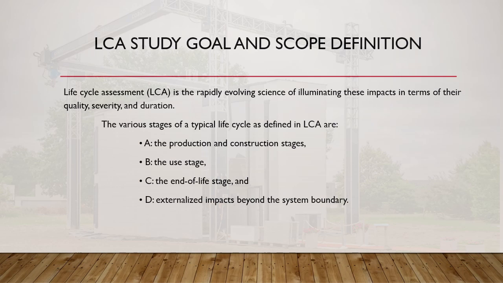A building generates environment impact through its life cycle. The various stages of the typical life cycle as defined in LCA are A, the production and construction stages, B, the use stage, C, the end of life stages, and lastly D, externalized impact beyond the system boundary.